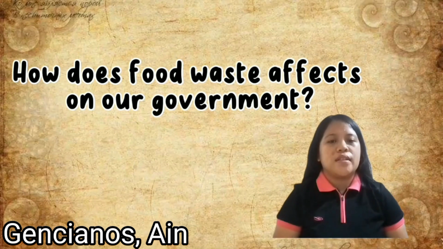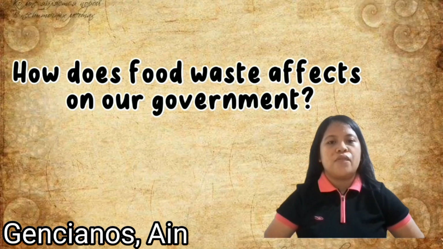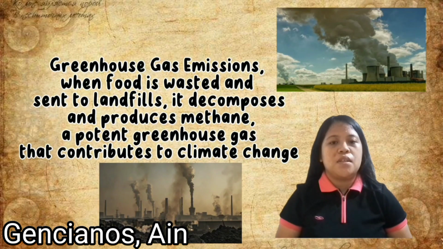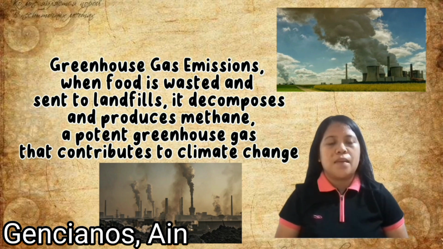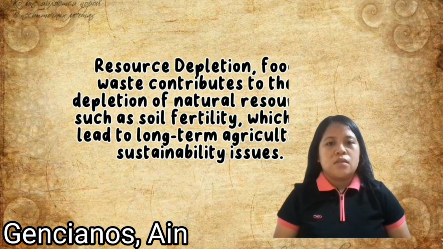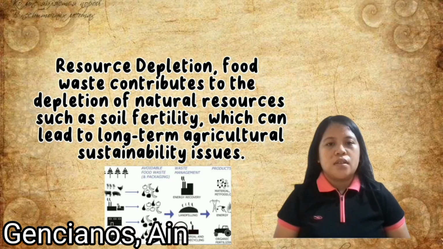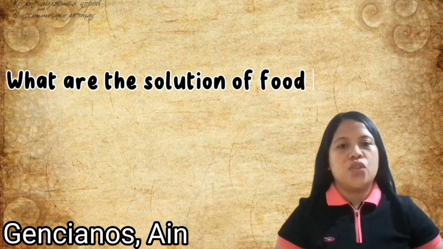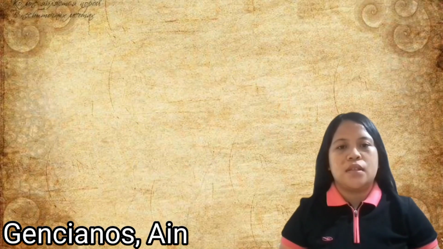How does food waste affect the environment? Food waste has several negative impacts on the environment. Greenhouse emissions: when food is wasted and sent to landfills, it decomposes and produces methane, a potent greenhouse gas that contributes to climate change. Resource depletion: food waste contributes to the depletion of natural resources such as soil fertility, which can lead to long-term agricultural sustainability issues.